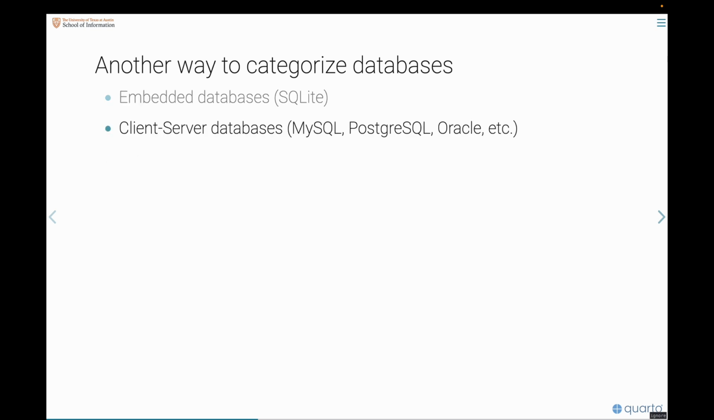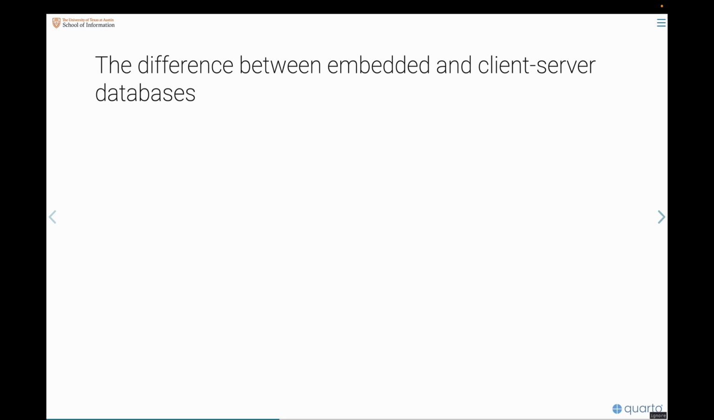Another way we could categorize databases is to say that there are some that are embedded databases, some that are client-server databases, and some that are cloud databases. And there are some other kinds that are less popular. The difference between embedded and client-server databases is pretty simple. Embedded databases are embedded in an application. So one piece of software, for example SQLite, is embedded in every browser, like Firefox, Chrome, Safari. All those browsers have a separate copy of SQLite embedded in the application.